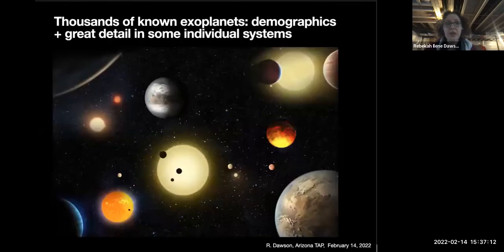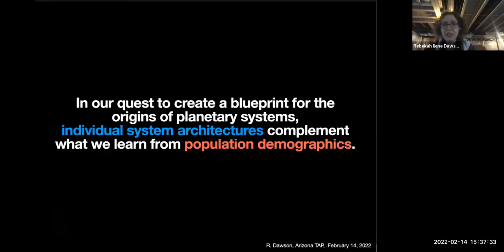So how do we know how the ravioli gets made and why some systems have ravioli and some have hamburgers? We now know of thousands of exoplanets, and having this big sample gives us both demographics of the population and then great detail in some individual systems, which is quite complementary. So the theme of the talk today is that in our quest to create a blueprint for the origins of planetary systems, individual system architectures, where we can see in great detail about one system, complement what we're learning from population-wide demographics.